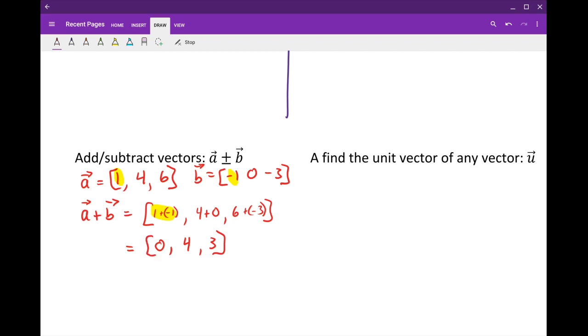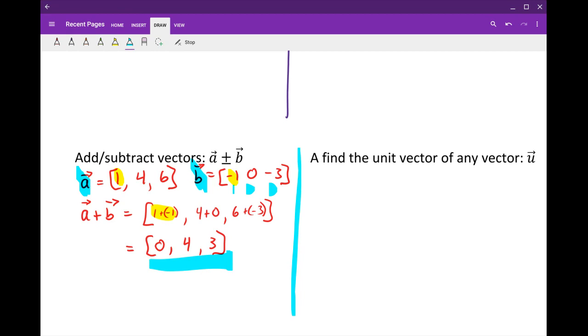These are tough to draw three-dimensionally, but if you were to draw this out, you would see that what happened here is you draw the vector A, and then at the end of it, you go negative 1, 0, and negative 3 using the vector B. If you start at A and finish where B ends, you've achieved this vector. It's just a vector addition.